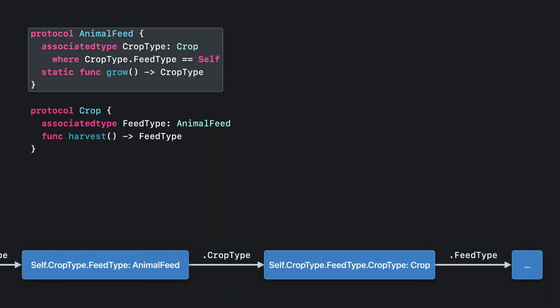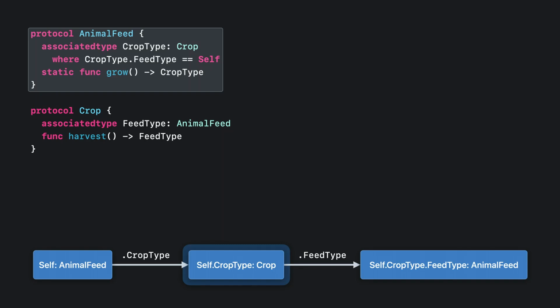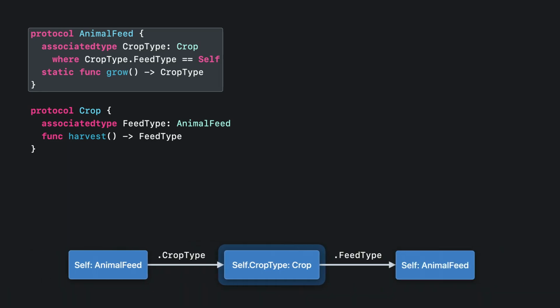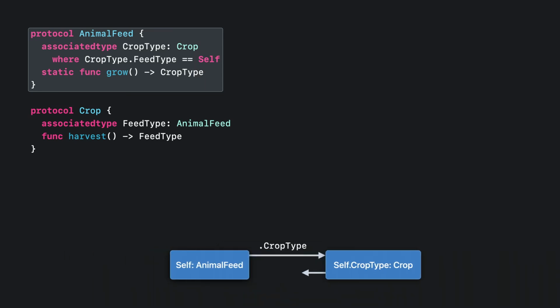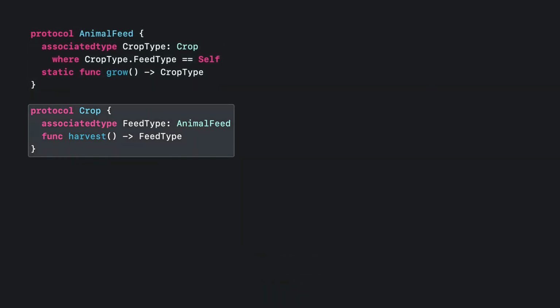What does this look like in our diagram? Well, here's how we can visualize it. Each concrete type conforming to animal feed has a crop type, which conforms to crop. However, the feed type of this crop type is not just some other type conforming to animal feed, it is the same concrete type as the original animal feed. Instead of an infinite tower of nested associated types, I've collapsed all relationships down to a single pair of related associated types. What about the crop protocol?